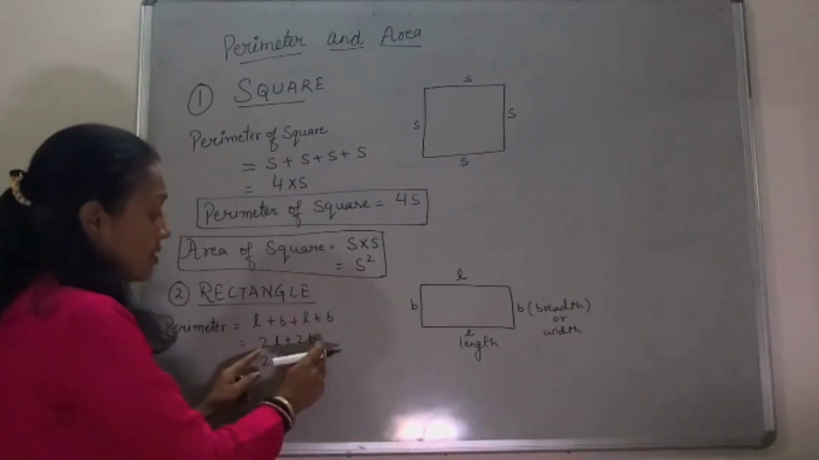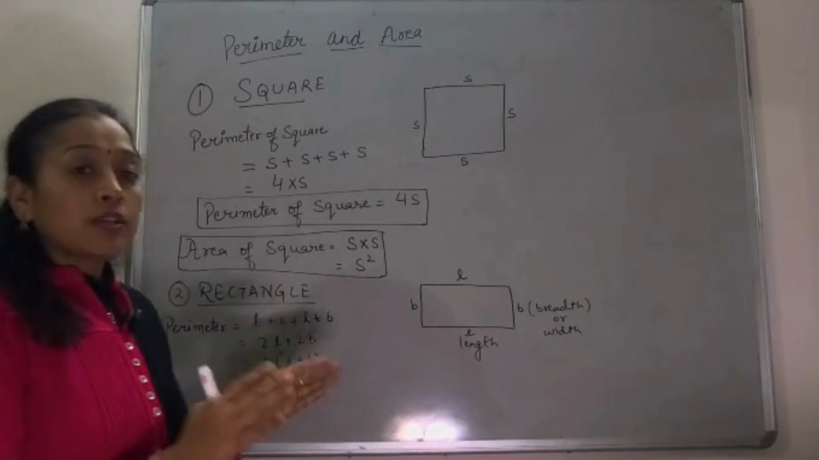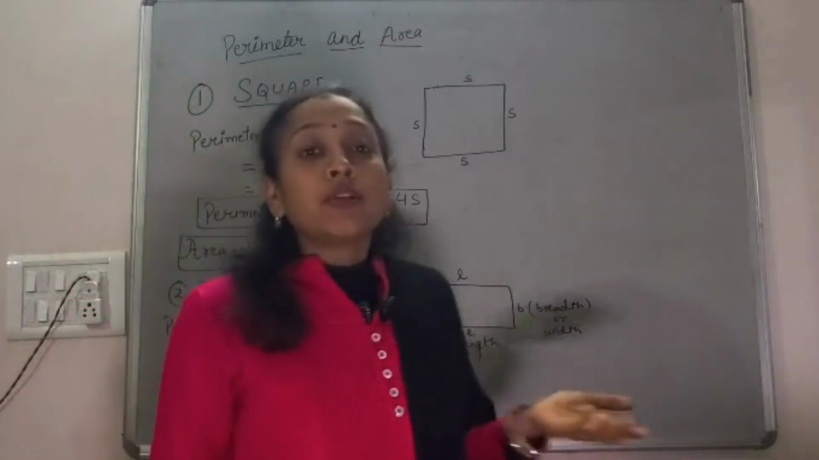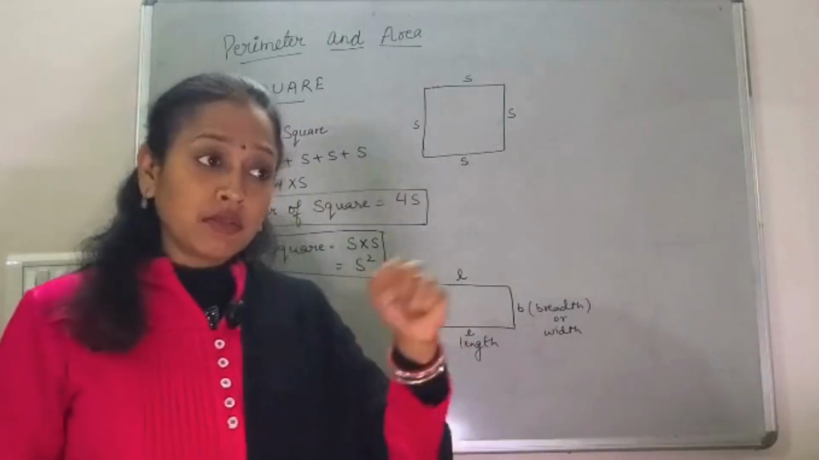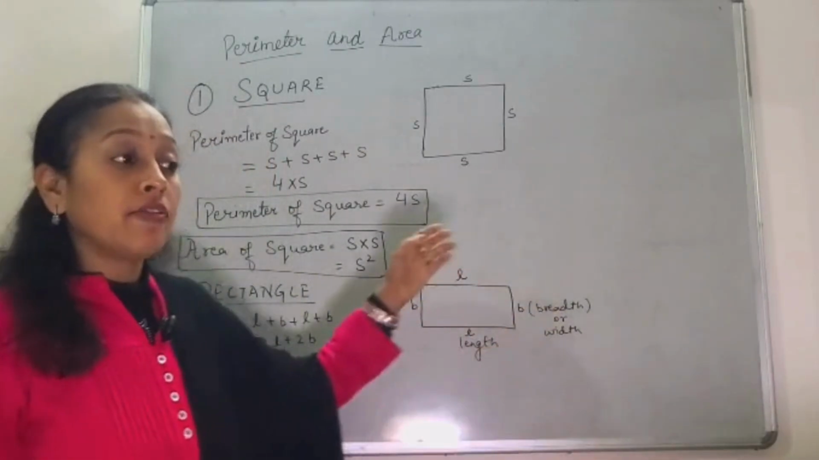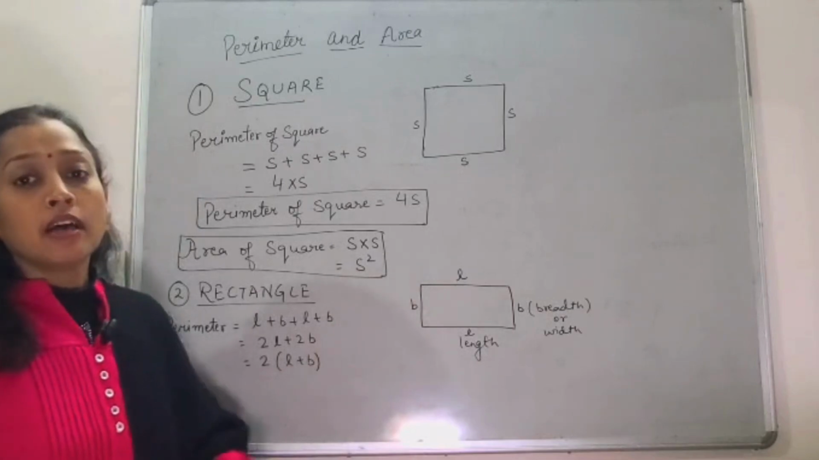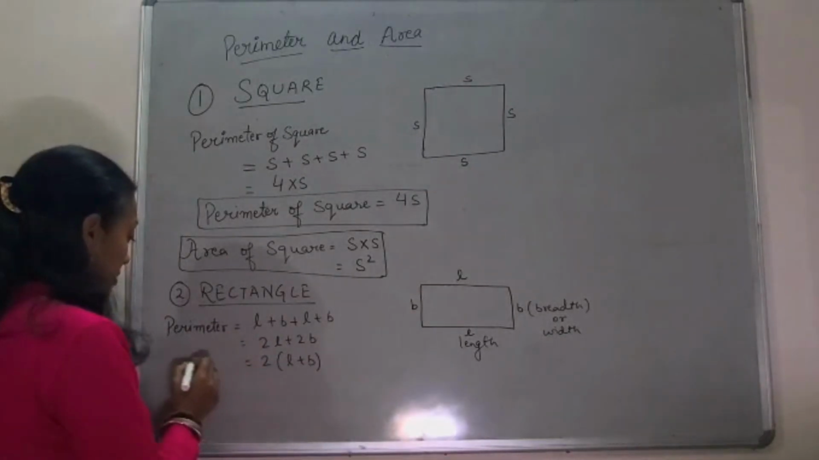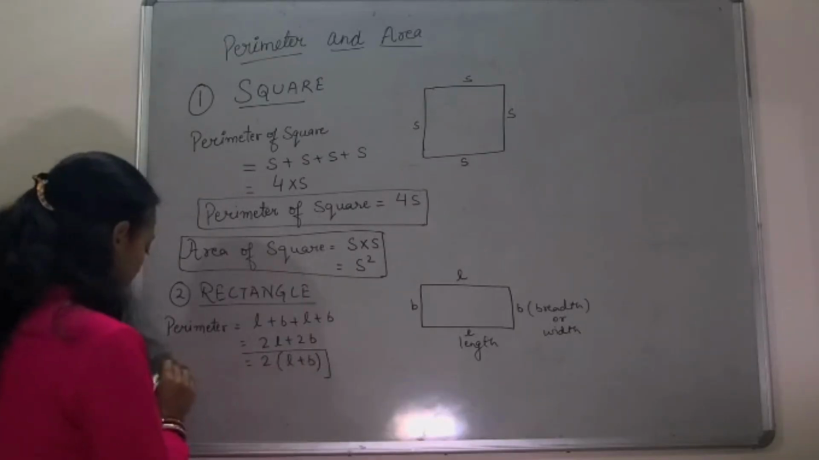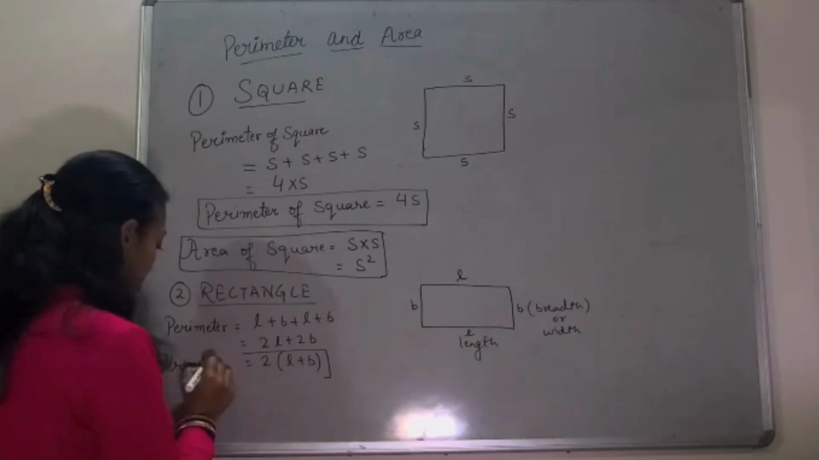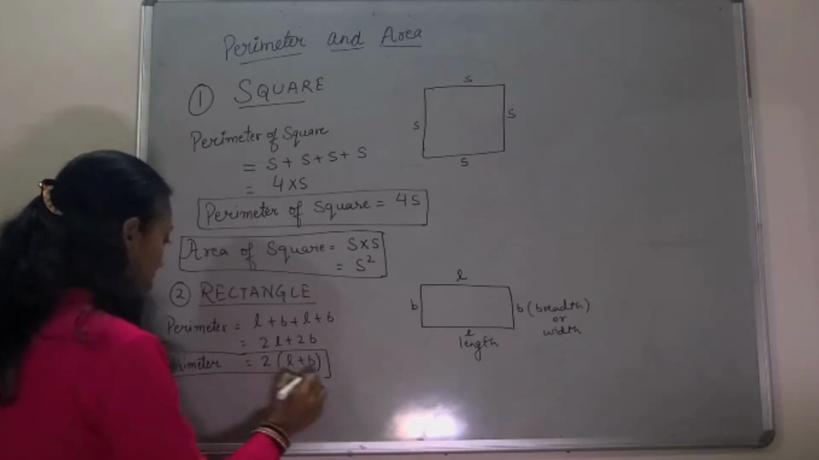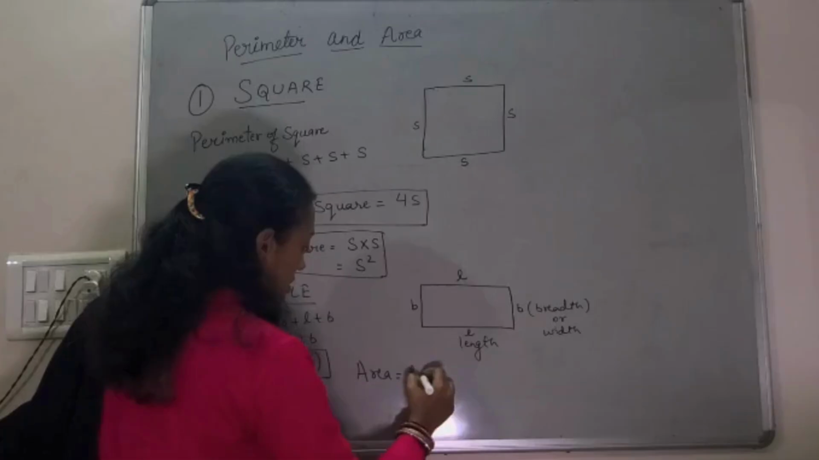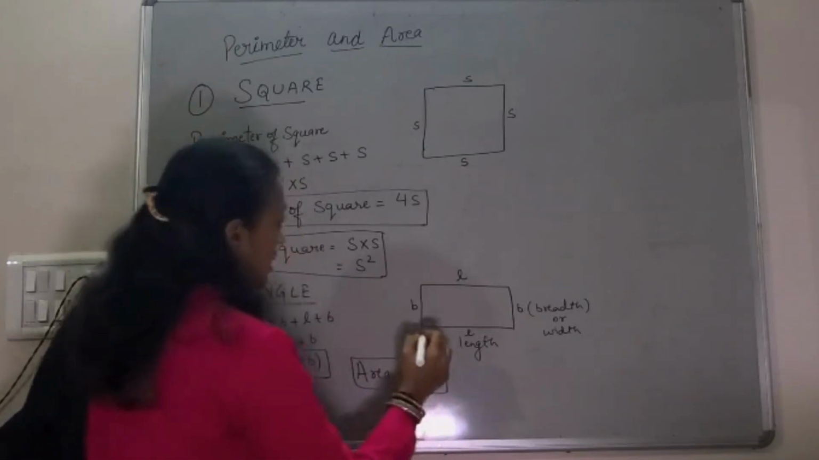You need not learn all these steps. I am explaining this so that if you understand how the formula was created, then it will be easier for you to do more difficult questions where the question comes in a twisted way or with some trick. If you know how the formula came, then you can do difficult questions easily. So 2 into (L plus B) will be the perimeter of a rectangle. I will write it again, perimeter of rectangle. Now what about its area? Its area is, again I will multiply these two, L into B. L into B is the area of a rectangle.